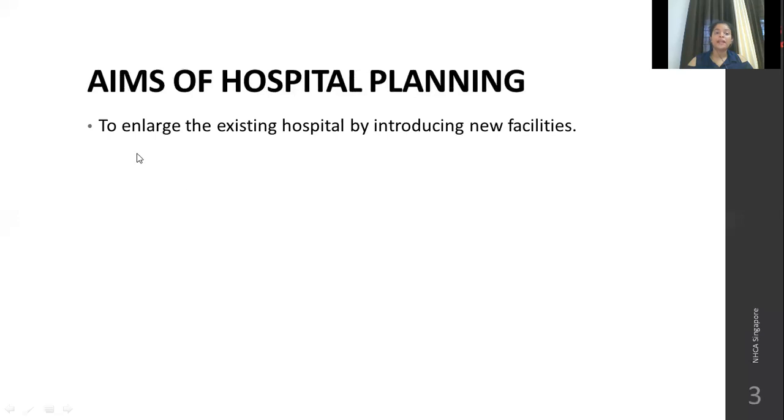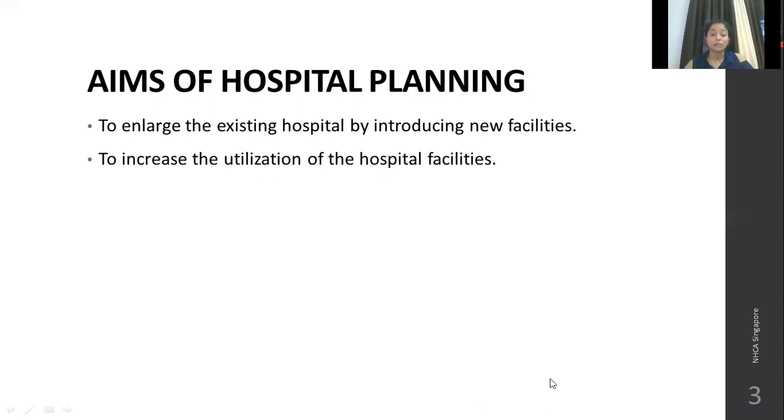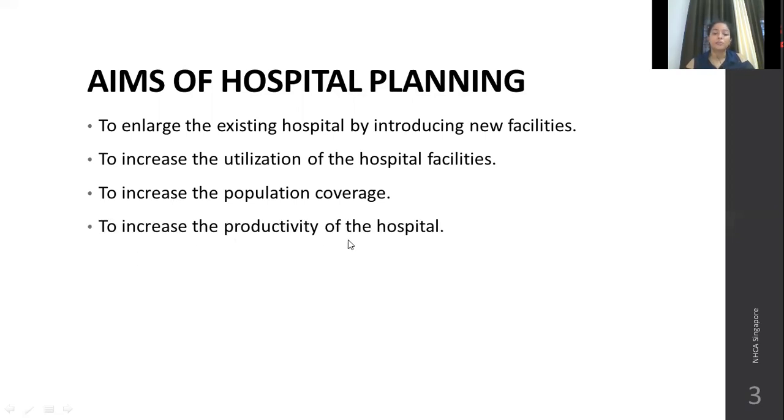Aims of hospital planning: to enlarge the existing hospital by introducing new facilities. If you are a 100-bedded hospital, you want to get into the 200 category, or you want to add more departments. To increase the utilization of hospital facilities, to make sure that all the facilities are being used properly so that there is a profit margin. To increase population coverage, to cover as much of the population from all age groups, all genders, etc. To increase the productivity of the hospital.